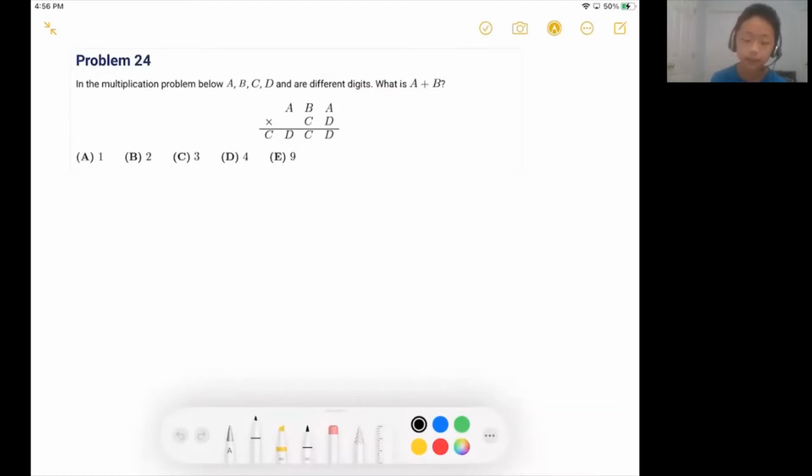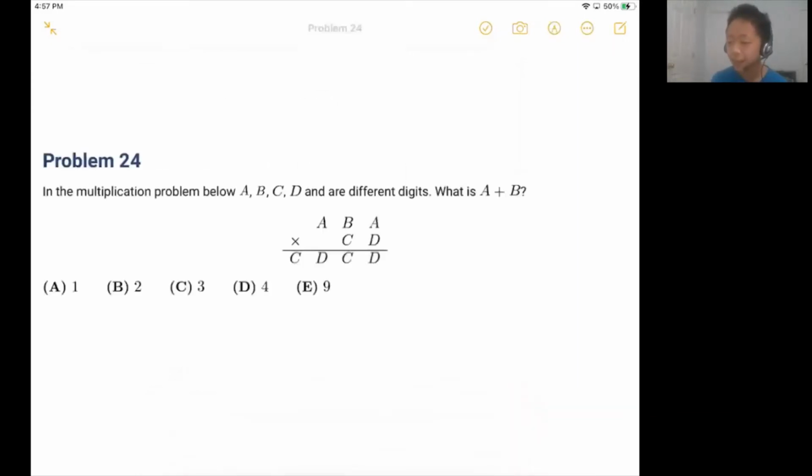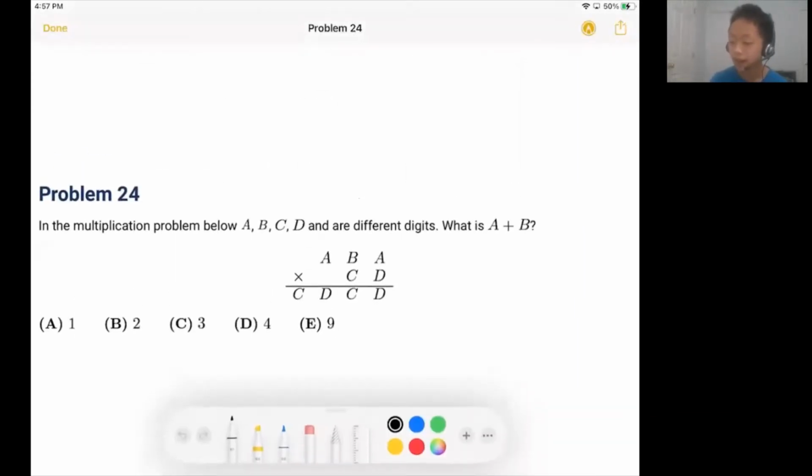And the strategy for solving these kinds of questions is a lot of the times you want to focus on which columns are special, right? So what that means here is, if you look at this multiplication problem, let's first look at this column here, right? A, D, and then D. So just by how multiplication works, we know this units digit D has to equal A times D, right? So you have to have A times D equal D.